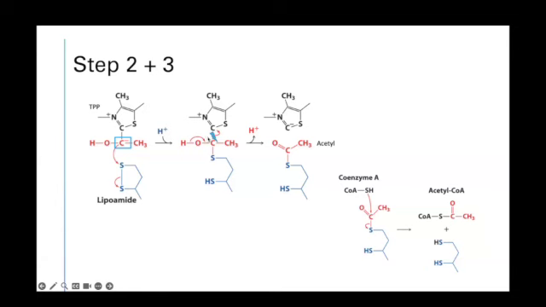And then in the third step, enzyme 2 transfers the acetyl group from that lipoic acid portion onto a coenzyme A. So coenzyme A comes in here. It has that SH bond, that SH right here. So that sulfur attacks that carbon right here on the hydroxyethyl group. And then lastly, we have our acetyl-CoA, and enzyme 2 is regenerated.